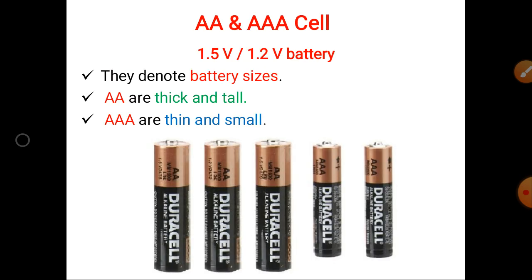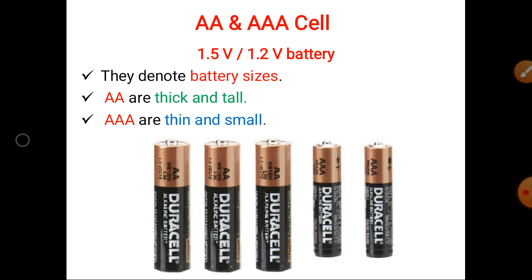So see the double A and triple A cell. Normally the nominal voltage of the AA and triple A cell will be 1.5 volt, and 1.2 volt or 1.4 volt are also available. So these are all battery sizes, right? AA, triple A, 4A, D, C, PP3. These all represent the sizes of battery.